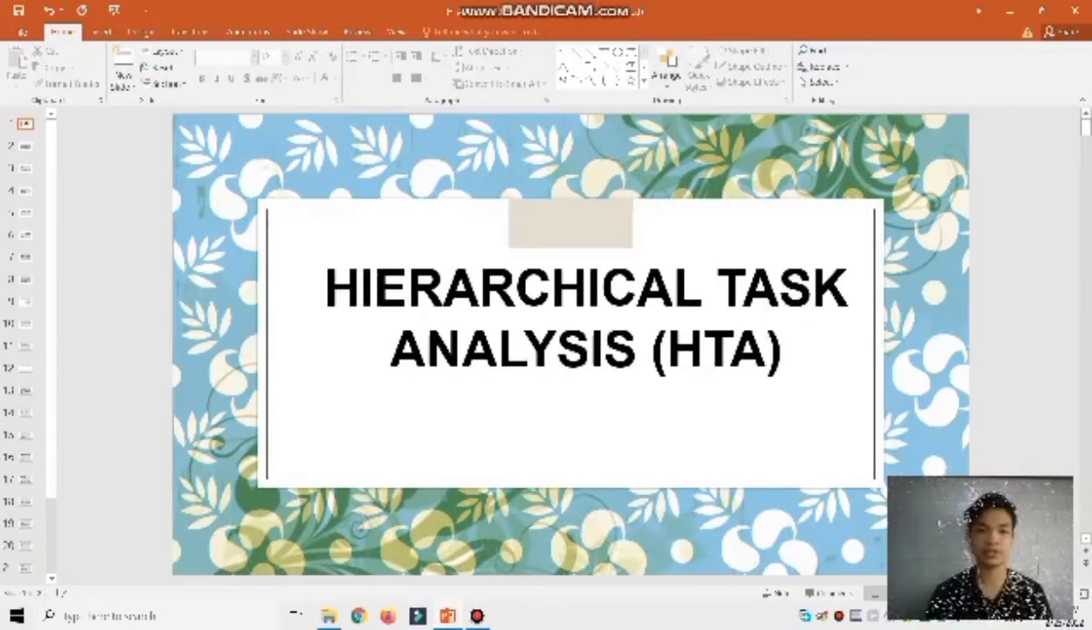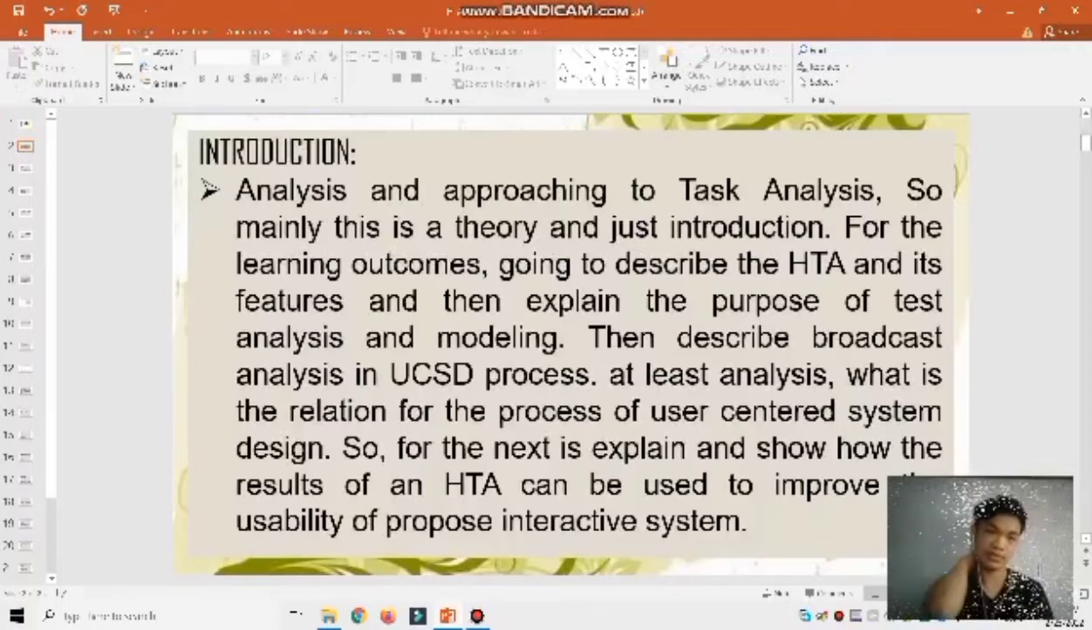I am here together with my groupmates to report our topic, which is all about Hierarchical Task Analysis, or HTA. Introduction: analysis and approaches to task analysis. So mainly, this is a theory and just an introduction.